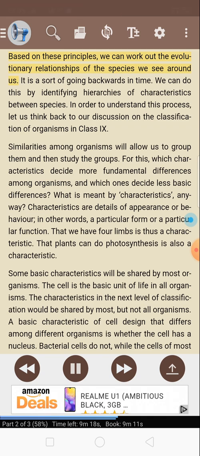Based on these principles, we can work out the evolutionary relationships of the species we see around us. It is a sort of going backwards in time. We can do this by identifying hierarchies of characteristics between species. In order to understand this process, let us think back to our discussion on the classification of organisms in Class 9. Similarities among organisms will allow us to group them and then study the groups.